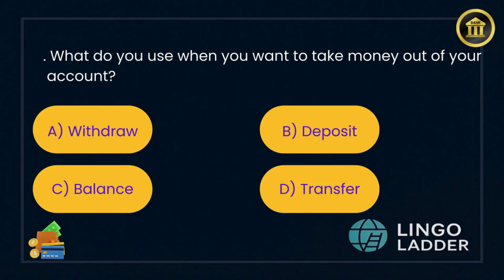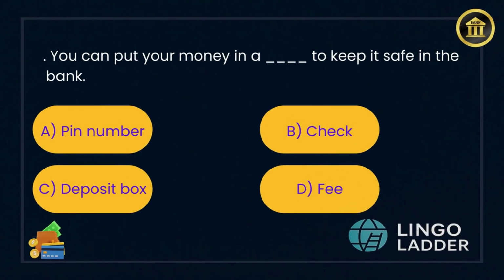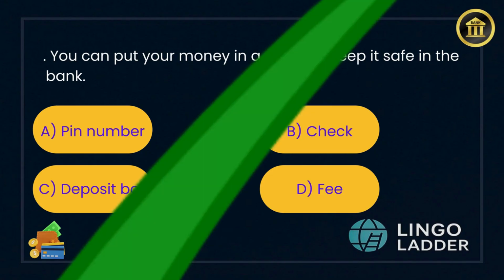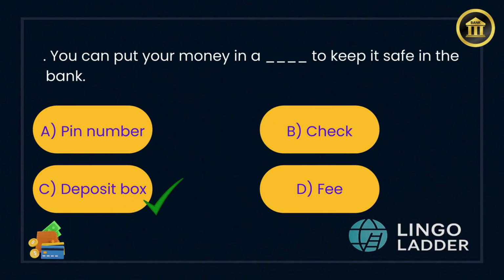1. What do you use when you want to take money out of your account? Correct answer is withdraw. 2. You can put your money in a to keep it safe in the bank. Correct answer is deposit box.